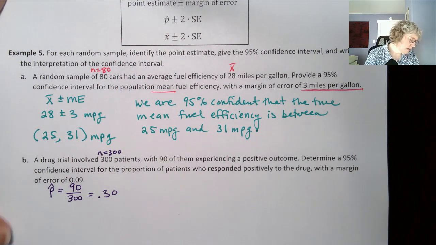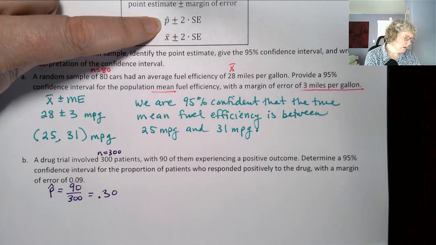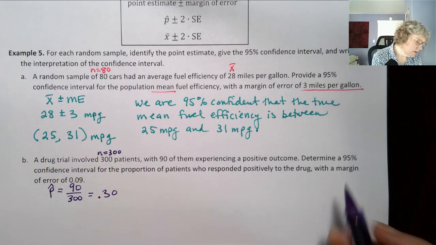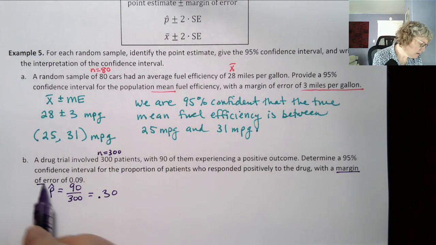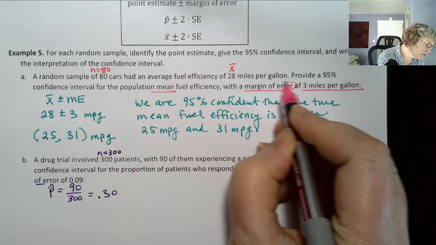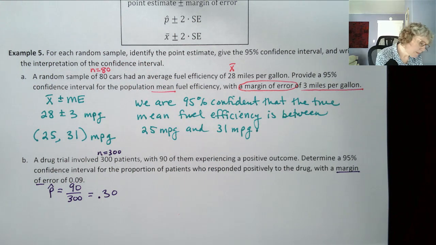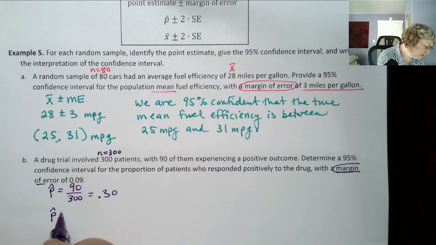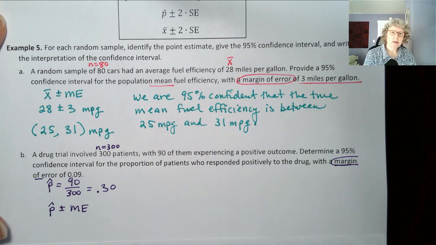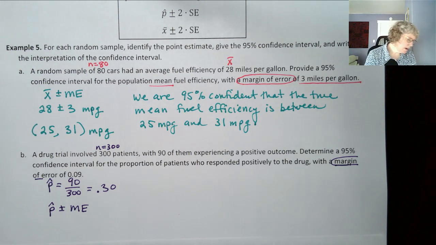Okay, and now we can use our, let's check. Are we given the margin of error or the standard error? So here we're given the margin of error again. Up above I want to underline, or circle even, we're given the margin of error. So be careful which one you're given, right? Since I'm given the margin of error, I'm going to go p hat plus or minus ME. And the margin of error is 0.09.